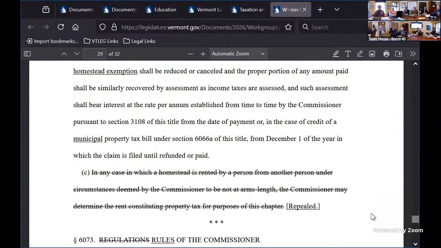In any case in which a homestead is rented by a person from another person under circumstances deemed by the commissioner to be not at arm's length, so this is kind of like not market dealing, the commissioner may determine the rent constituting property tax for purposes of this chapter. I don't know the answer as to why this is repealed, but my guess is that because we're no longer distinguishing between homestead and non-homestead, we don't need to make this distinction anymore. I think it's actually still an interesting question.